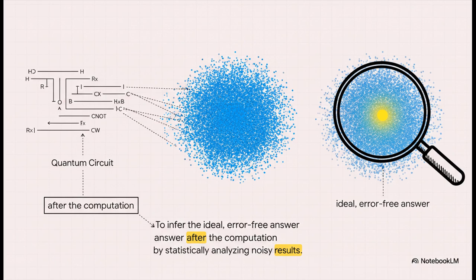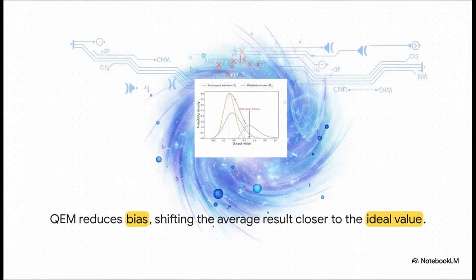It just accepts the fact that every single run of the quantum computer is gonna be noisy. It doesn't even try to fix errors while they're happening. Instead, you just run your quantum circuit a whole bunch of times, collect all of the messy, noisy results, and then you use some smart statistical tricks on a classical computer to figure out what the ideal, perfect, noise-free answer probably would have been.